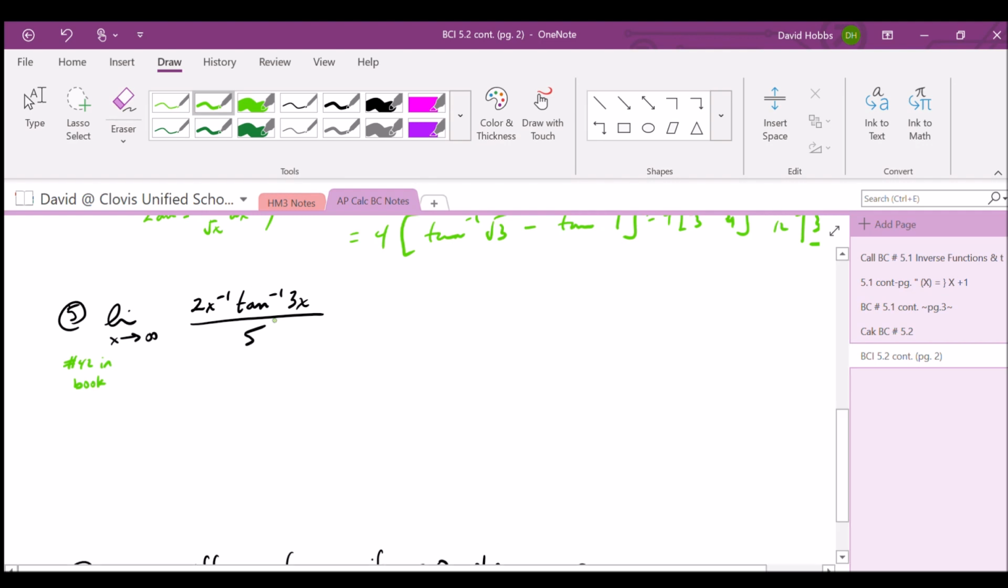So if we moved it to the denominator, it's just a mess. It's not tangent of 3x. What we do want to move is the x to the negative 1, because if we move that down to the denominator, it just becomes x. So that's what we're going to move. So we've got limit as x goes to infinity, and I'd have 5 times x in the denominator, and up top I've got 2 times inverse tangent of 3x.